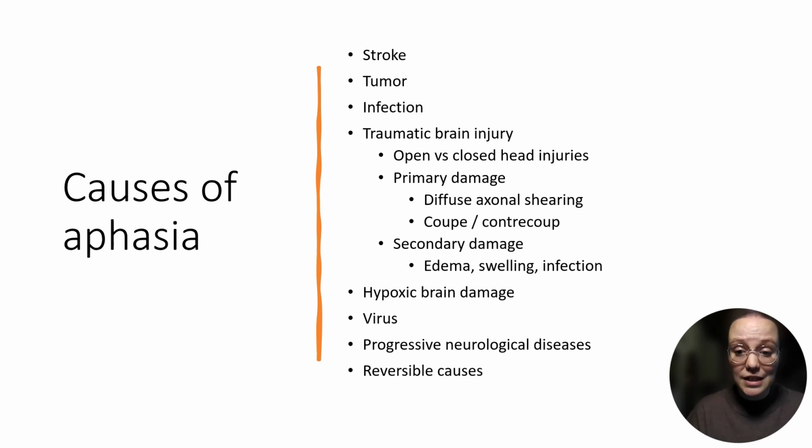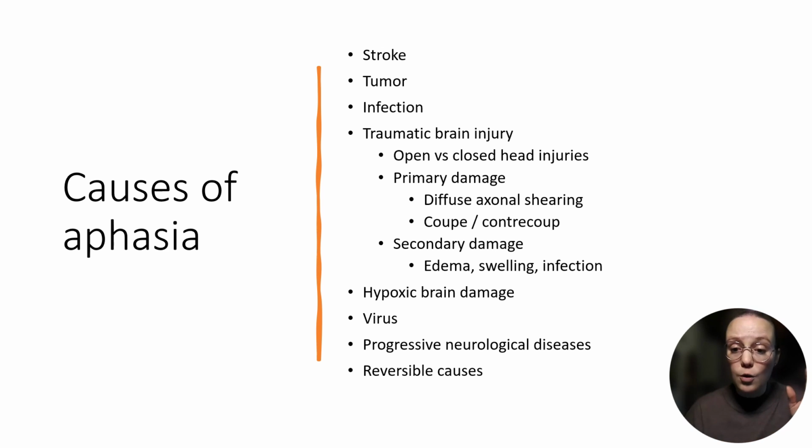Now that you understand language and what can happen in aphasia, let's talk about how aphasia itself occurs. The most common cause of aphasia is stroke, specifically stroke to the left hemisphere and the middle cerebral artery. I'll show a picture of that in just a second. But aphasia can also occur as a result of other acquired brain injuries.